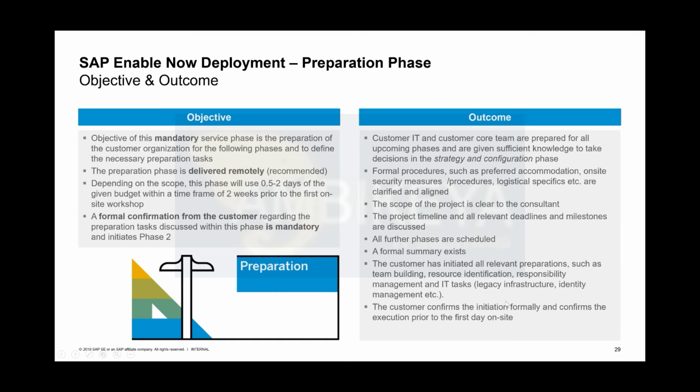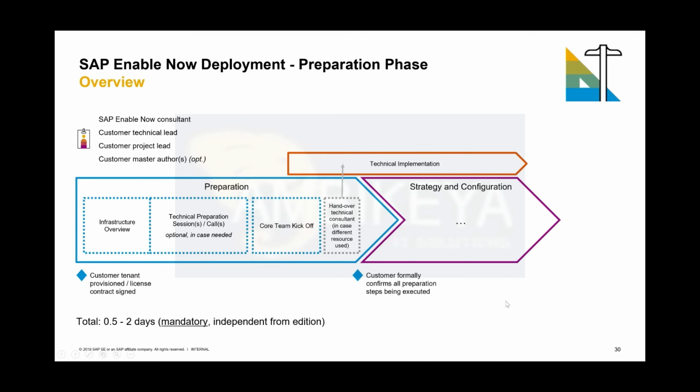So this is what it is about, and this is what it looks like from a flow perspective. So that's the same approach all the time. We have the phase, and if we go into the detailed decks per phase, you're going to see the either sequential or parallel flow of things based on specific milestones. So in that case, as soon as the tenant is provisioned or the license contract is signed in the on-premise world, we can actually schedule the infrastructure overview session together with the customer's primary contact.